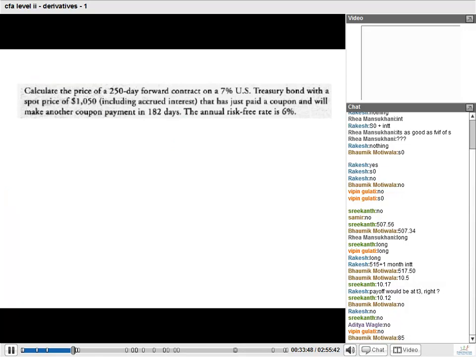So what is the spot price? It is 1050. It's a 7% US Treasury bond. Since it's a US Treasury bond, it makes semi-annual coupons. So coupon payment would be of $35, which is happening when? At the end of 182 days. Treat the coupon payments like cash flows or like dividend payments. So the spot price for the purpose of the forward calculation would be S0 minus the present value of the dividend. Now we want to value a 250-day contract.